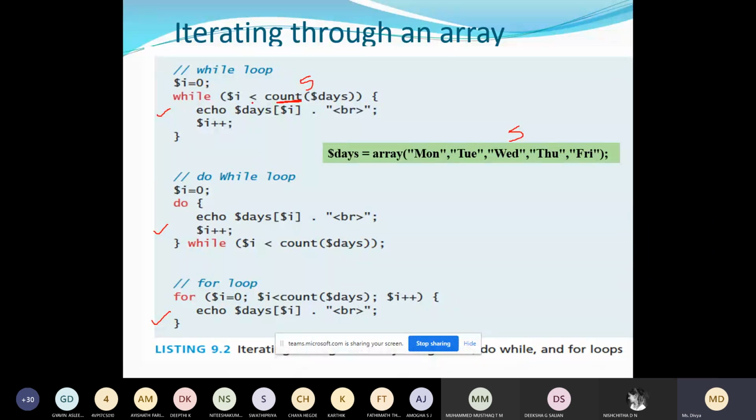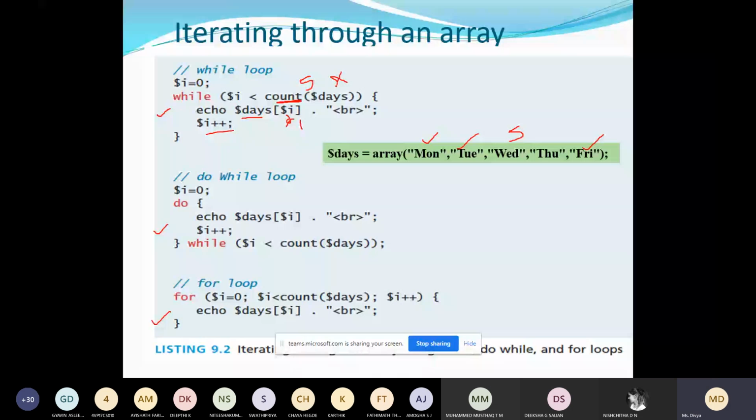Then 0 is less than 5. First I'll just show you one example. Initially it is $days of 0, so it will display Monday. Then increment the value of i, it will become 1. Next $days of 1, it will display Tuesday. So on it continues. When it becomes 4, it will check 4 is less than 5. Yes, the condition is true. $days of 4 will display Friday. Increment the value of i, it will become 5. 5 less than 5, the condition fails. Similar to your C programming, no difference.